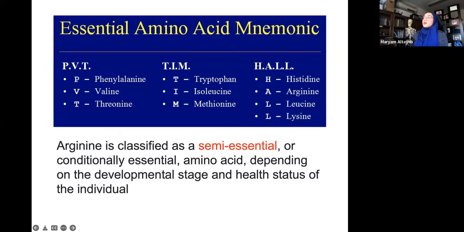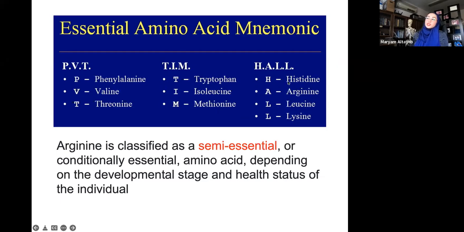So the essential amino acids are Private Tim Hall. So PVT, Tim Hall. P for phenylalanine, V for valine, T for threonine, other T for tryptophan, I for isoleucine, M for methionine, and then Hall. So H for histidine, A for arginine, L for leucine, and other L for lysine, okay? So remember, isoleucine, leucine, lysine, they're easier to remember, arginine, histidine.